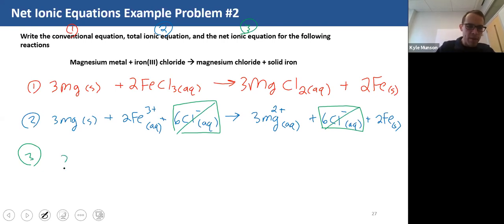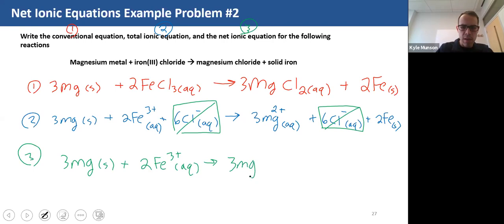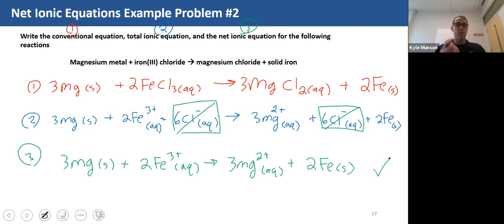And what I'm left with is 3 magnesium plus 2 iron gives me 3 magnesium plus, let me move my little screen here, 2 iron. Okay, so this is the net ionic equation.